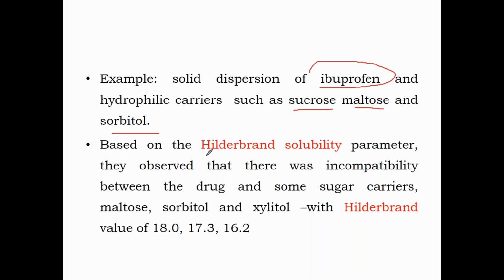So they determined this value, the Hildebrand solubility parameter value, and they got these values you are seeing, 18, 17, and 16.2. Higher the value of the Hildebrand solubility parameter, greater the miscibility. This is the correlation between the value and the miscibility. So among these three, they identified that sucrose has the highest value, 18, compared to the other two, and they could select sucrose for the further study. This is how they use the delta value for the purpose of selecting carriers.